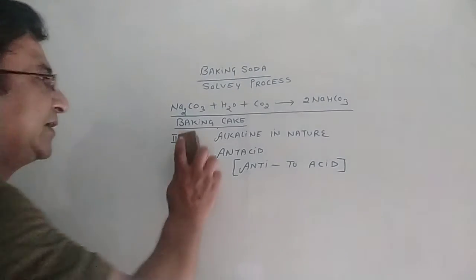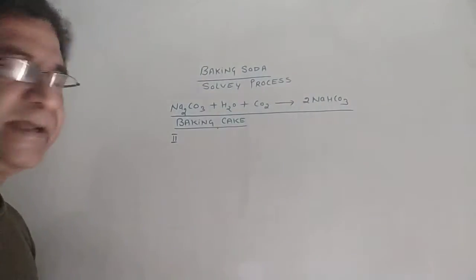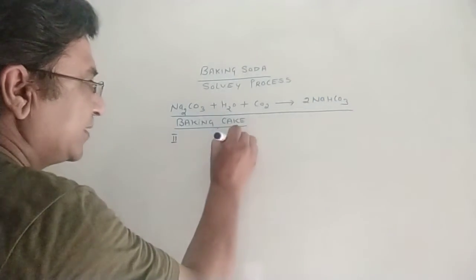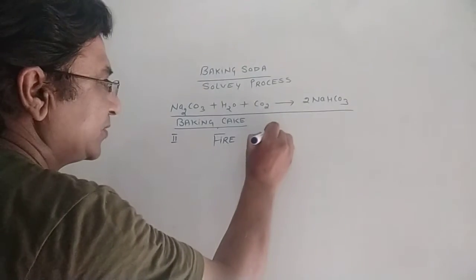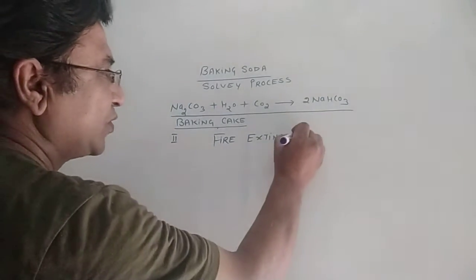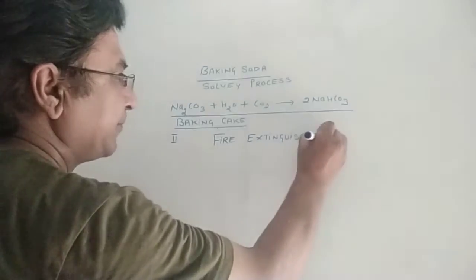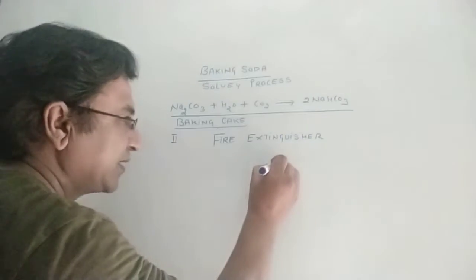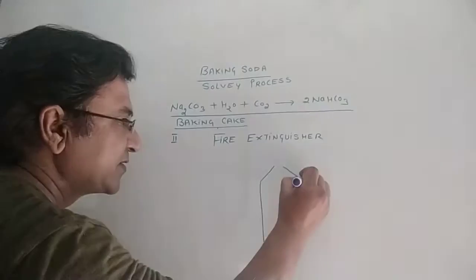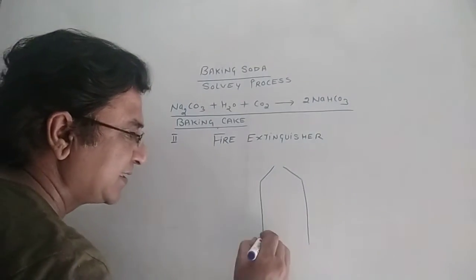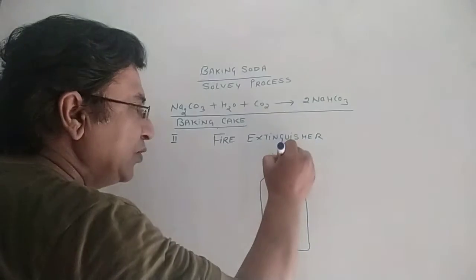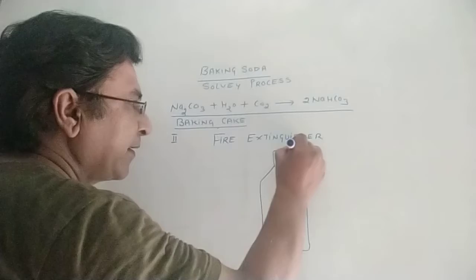Now the third one, which is very important, is baking soda used in the fire extinguisher. Fire extinguisher, which extinguishes the fire, is so called. What is a fire extinguisher? Let's see. It is basically a metallic bottle-like structure. It can be of larger or smaller size, right? It has a nozzle, correct?